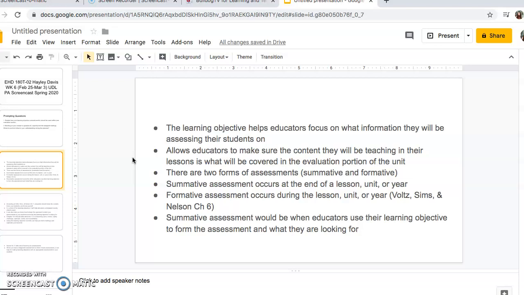There are 2 forms of assessments, summative and formative. Summative assessment occurs at the end of a lesson, unit, or a year, and formative assessment occurs during the lesson, unit, or year. And I found these assessments in Volt, Sims, and Nelson, Chapter 6. So I think that a summative assessment would be when educators use their learning objective to form the assessment and what they're looking for.